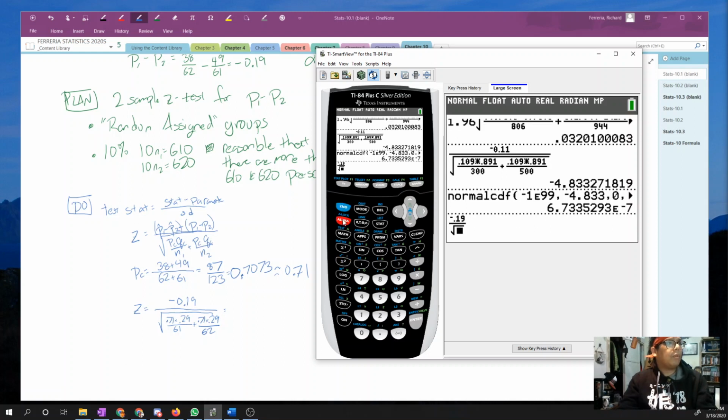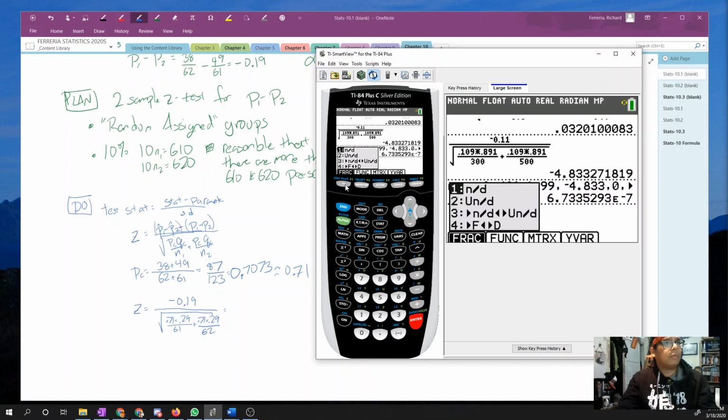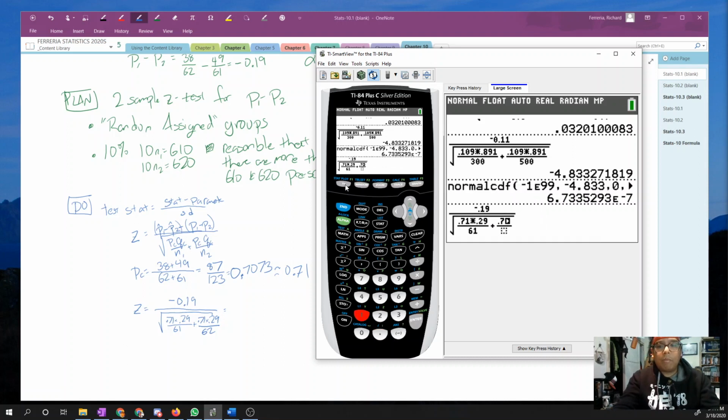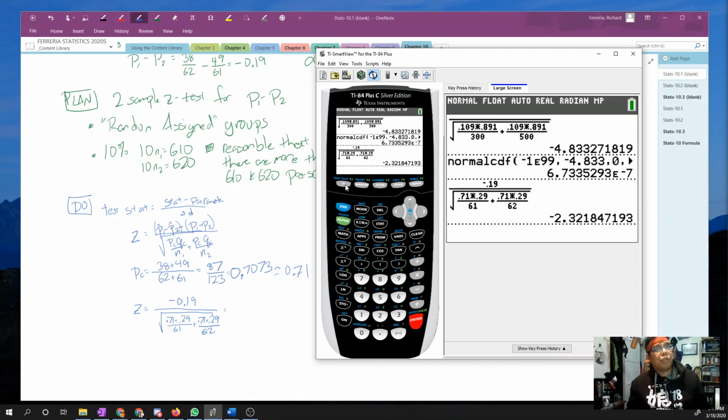radical, fraction bar, 0.71 times 0.29 divided by 61 plus fraction bar, 0.71 times 0.29 divided by 62. What does that get us? That gets us negative 2.322.